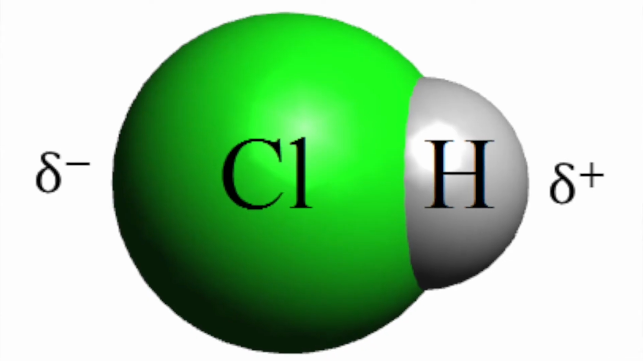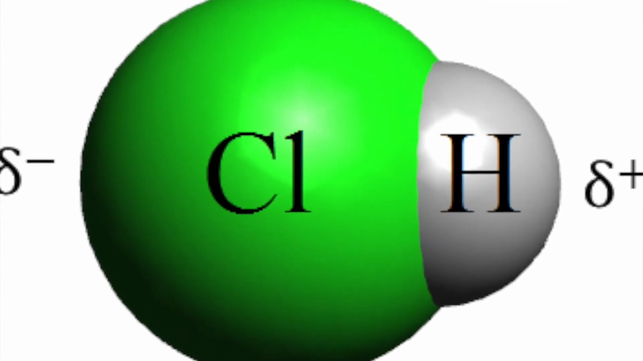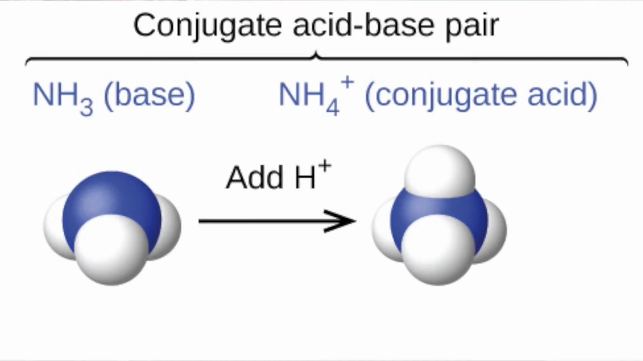An example of a Bronsted-Lowry acid would be hydrochloric acid. When HCl is dissolved in water, it splits into H+ and Cl-. The H+ immediately reacts with the water to form H3O+. An example of a Bronsted-Lowry base would be ammonia. When dissolved in water, the ammonia accepts a proton from H2O, turning itself into NH4+, or ammonium, and leaving an OH- in the water. OH- is a strong base.